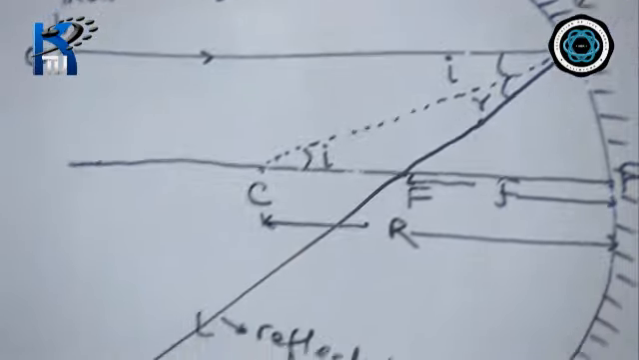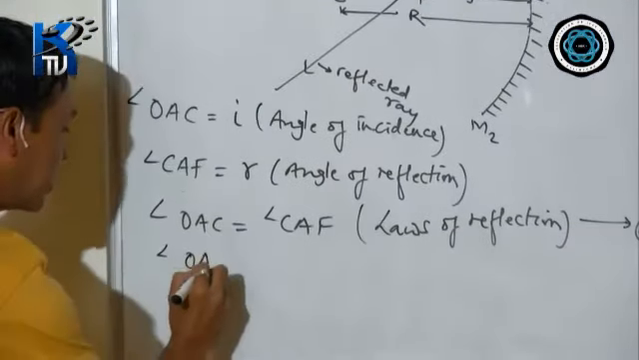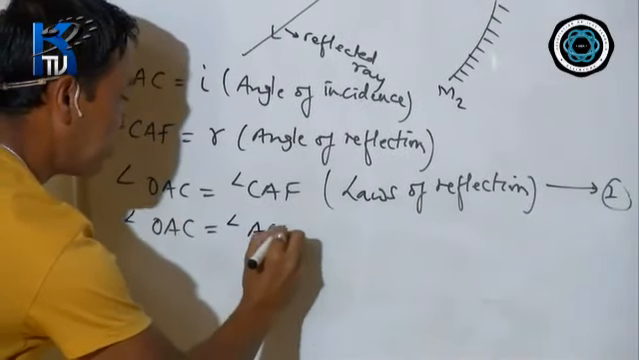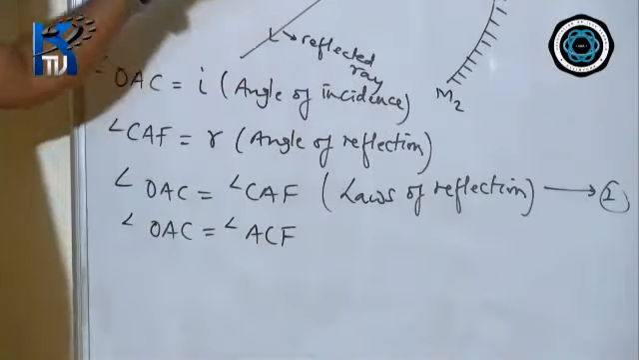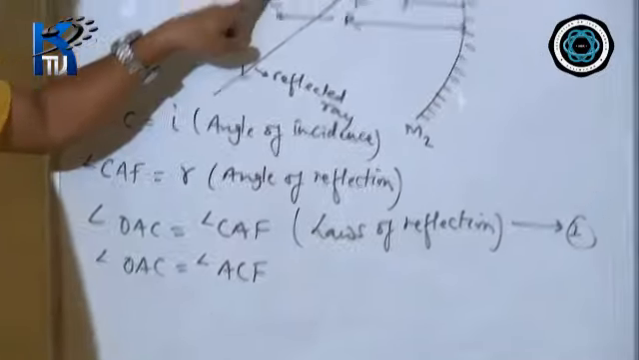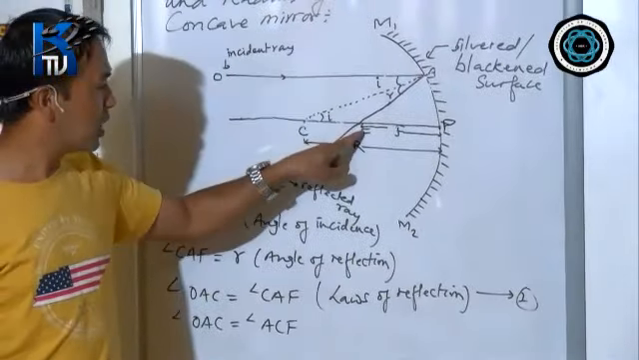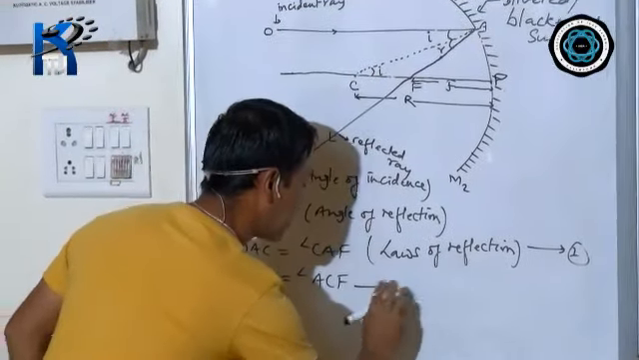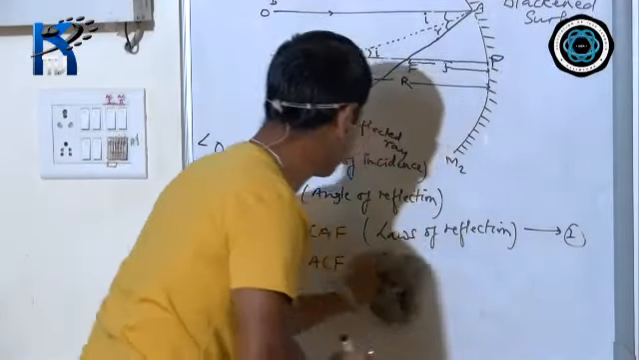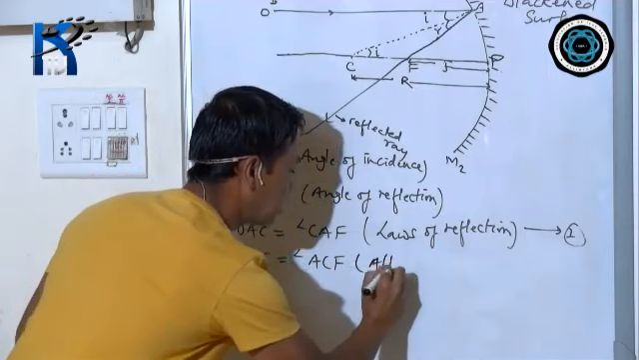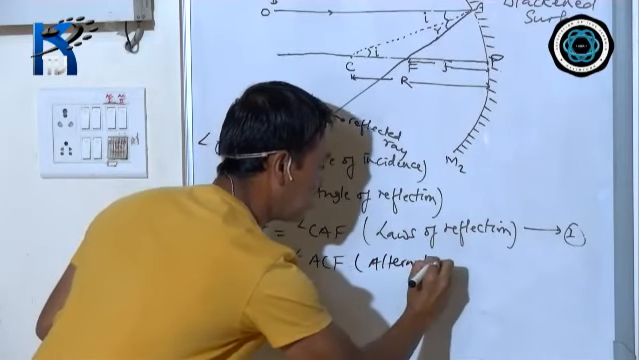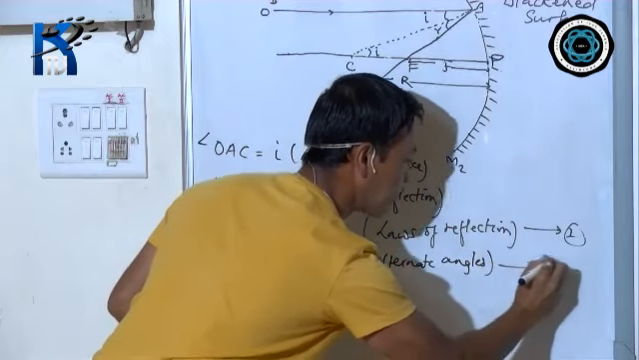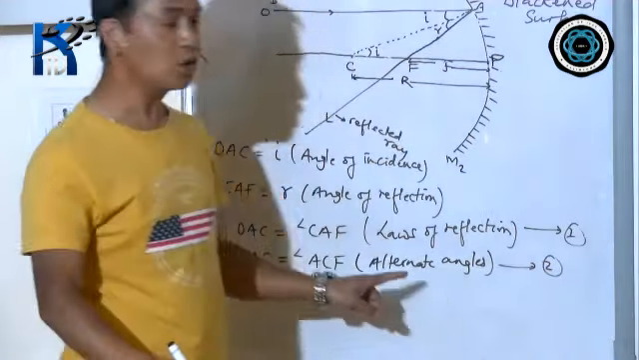So let me write angle OAC equals angle ACF. You can see in the diagram also that OAC equals ACF. Why? Because these two angles are alternate angles, which are equal. So I give this as equation number 2.